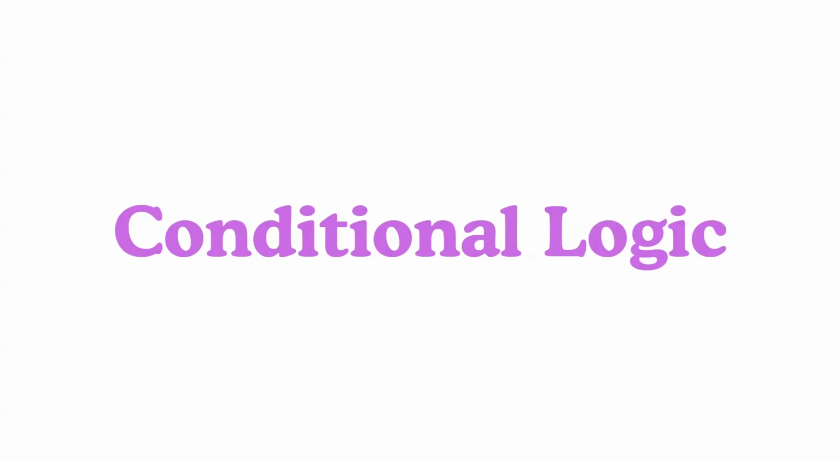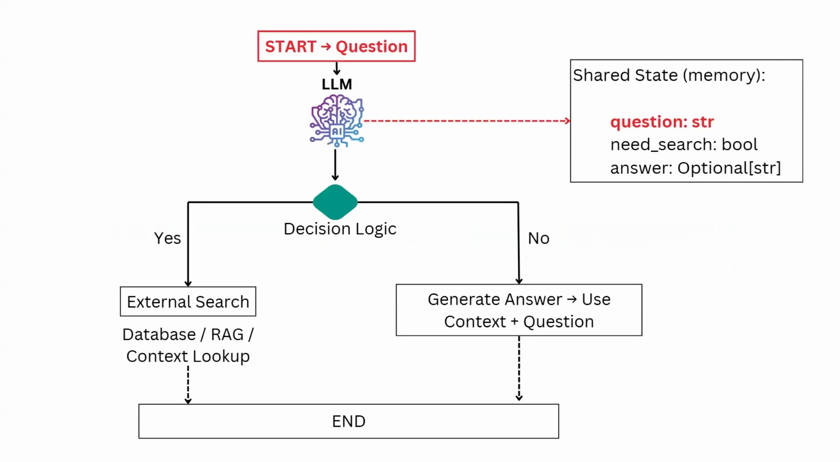As part of today's video, we are going to understand conditional logic we have in LangGraph. Suppose we ask a question to our LLM. At the same time, we save this question in the shared state, which is here. Storing this question in the shared state allows every subsequent step in the graph to access and use it, which is external search step and generate answer step. And if we have some more steps, those steps also can access the shared state.